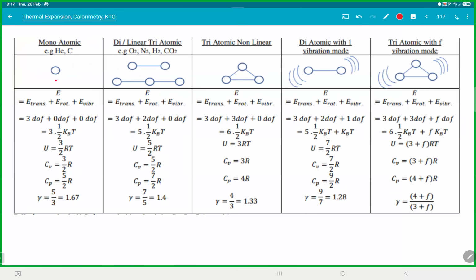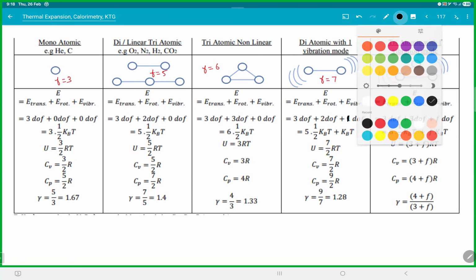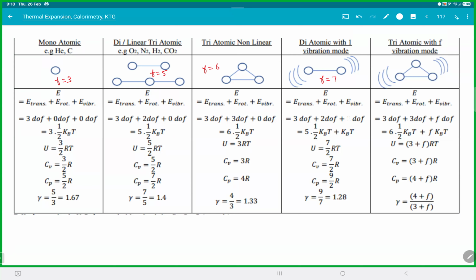So look at this thing, monatomic, F is equal to 3. You have 3 degrees of translation, 0 rotation, 0 vibration. Triatomic linear, again 3 translation, 2 rotation, and this thing. This is a triatomic non-linear, so 3 translation, 3 rotation. So this is F is equal to 5, this is F is equal to 6, and this is F is equal to 7. Here you have to be careful. This is 2 degrees of freedom. This is 2F, 2F, 2F, 2F.